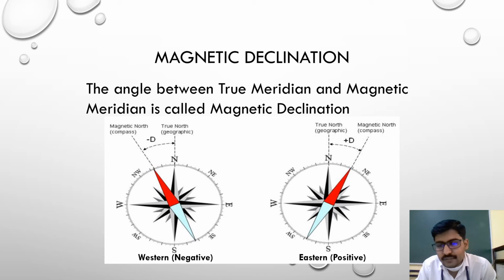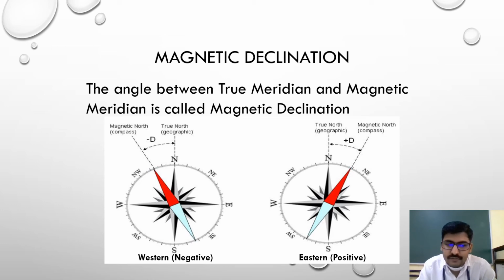It is on the right hand side in the sense that if it is towards the east side, then it is called eastern, or positive declination. We call it a positive declination. If magnetic north is on the left side of the true north, in the sense that it is towards the west side, then it is called western declination, or it is also called negative declination, right?